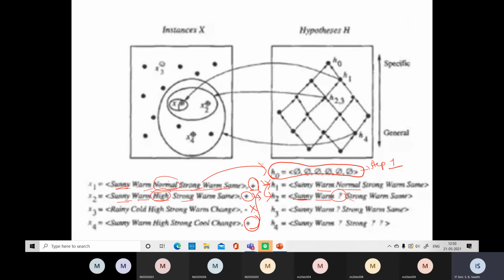This third one is strong here. Here also strong, no change. We should not give a question mark. Warm, and similarly same and same. So use these words as they are. So this becomes our next hypothesis.